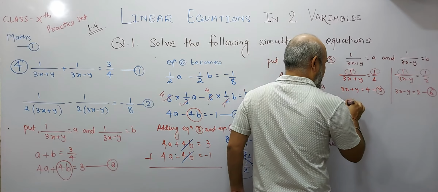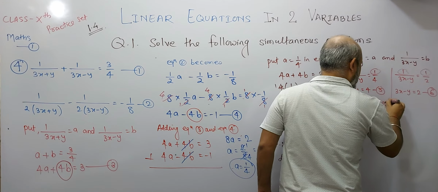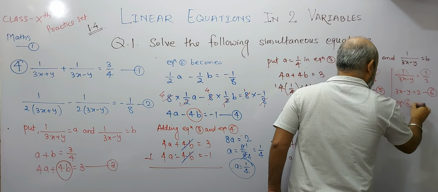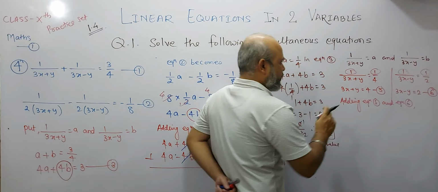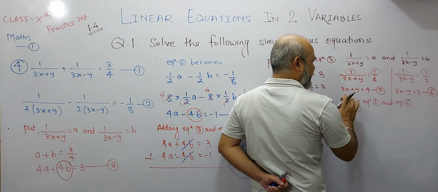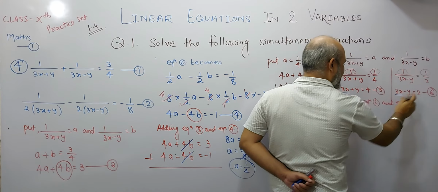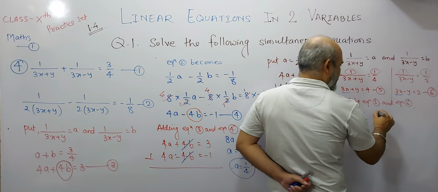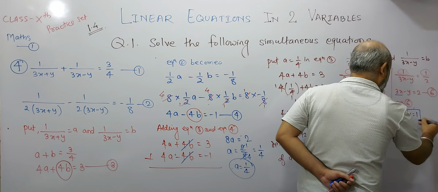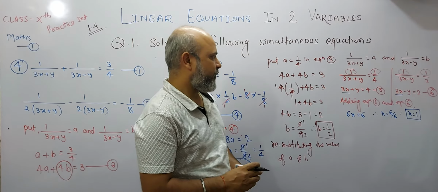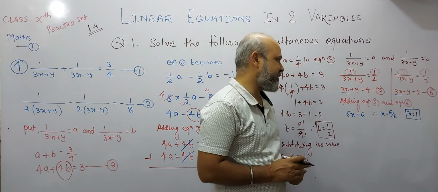So I will write here, adding equation 5 and equation 6. What will happen when you add these equations? Plus y and minus y will cancel out. 3x plus 3x you will get 6x, and 6x is equal to 4 plus 2, which is 6. So what will be x? x will be 6 upon 6, and therefore x is equal to 1. Clear? So when you add equations 5 and 6, you get 6x is equal to 6 and therefore x is equal to 1.